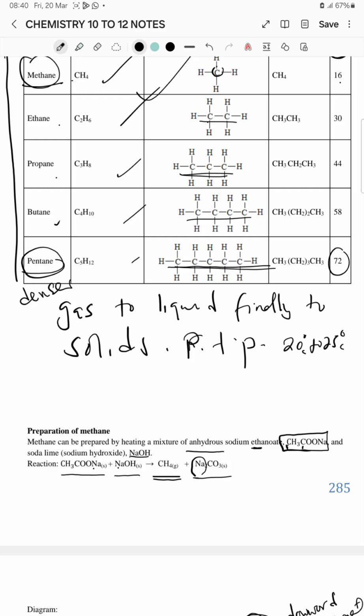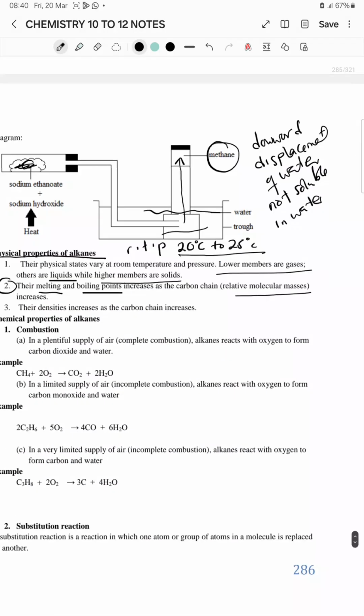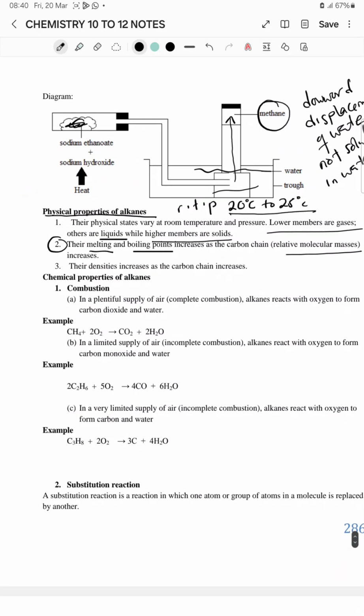Also, you should know that as the carbon chain increases, their states at room temperature and pressure vary. Lower members will be gases, then liquids, and the higher members will be solids. Those are the three main physical properties of the alkanes. Now let's go to the chemical properties of alkanes.